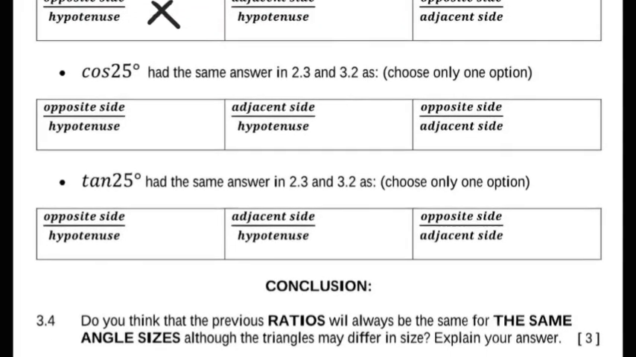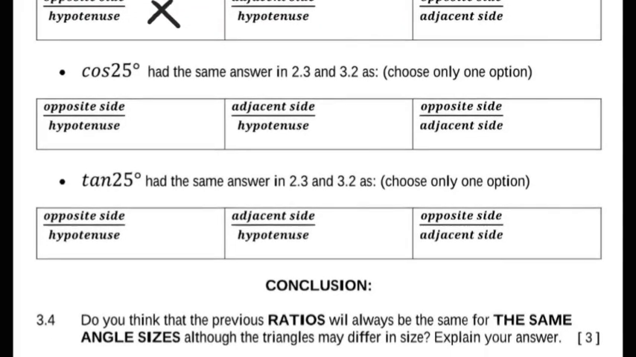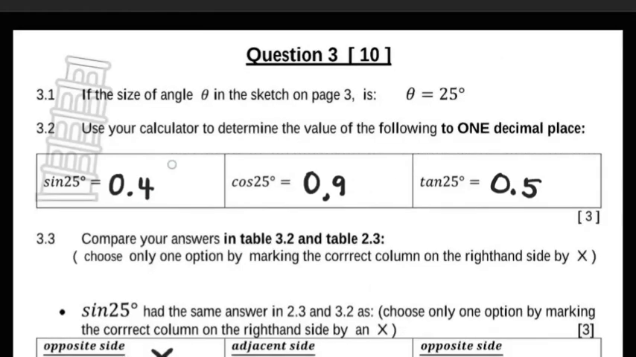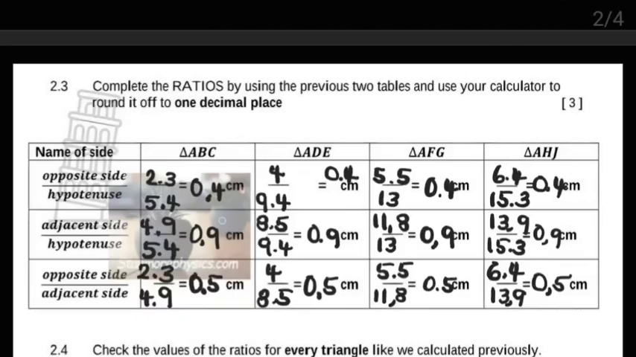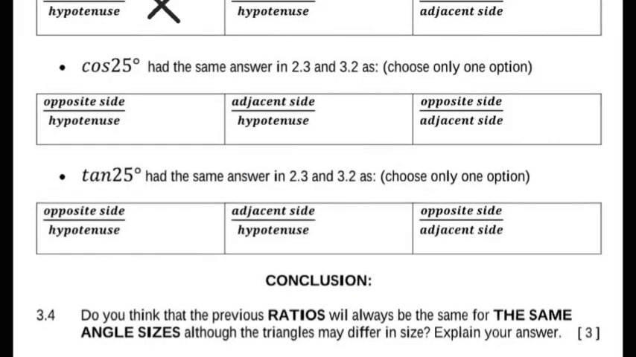Then cos 25 had the same answer. Let's go back up to those tables. Here for 3.2, cos 25 was 0.9. And then for 2.3, 0.9 corresponded to adjacent over hypotenuse. So here we are going to put an X next to adjacent side over hypotenuse.